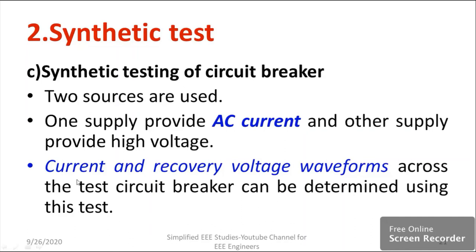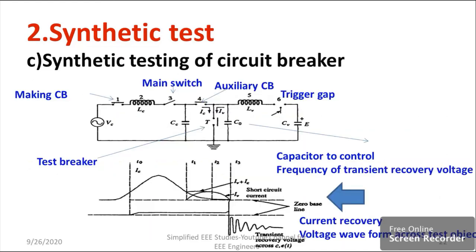You are going to analyze the behavior of the arc. Suppose a fault occurs, the moving contact will be separated from the fixed contact. There will be an arc. So you are going to study the current and recovery voltage waveforms of that particular region. That's the main peculiarity of the synthetic test. You can study the behavior of that particular situation. During the fault, the moving contact will be isolated from the fixed contact. At that time, you are going to study the arc.